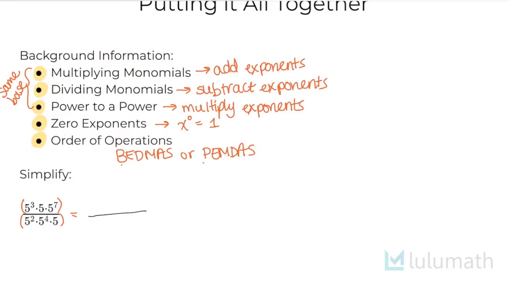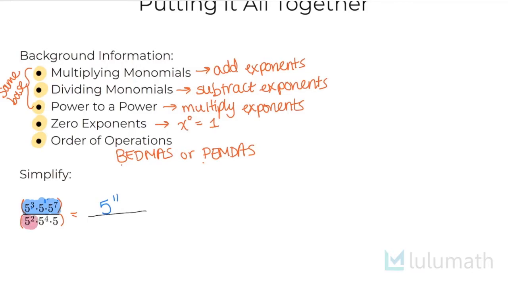So in my numerator, I have 5 to the power of 3 times 5 to the power of 7. And just a reminder that this is an invisible exponent of 1. So when I add my exponents of 3 plus 1, which is 4, plus another 7, which is 11, my base stays the same. So this is going to be 5 to the power of 11 because I have 11 5s being multiplied together in the numerator.